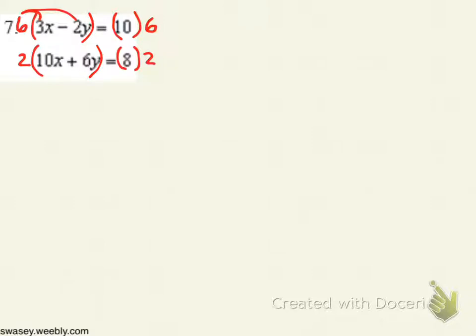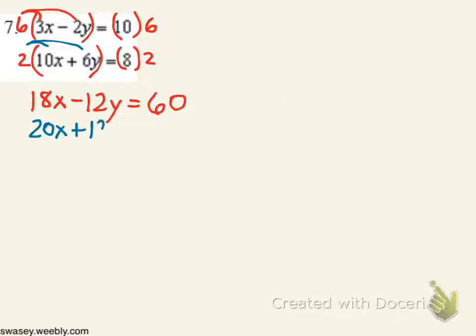Distribute your 6. 6 times 3x is 18x. 6 times negative 2y is negative 12y. And then on the right side, 10 times 6 is 60. Distributing the 2 on the bottom, 2 times 10x is 20x. 2 times 6y is 12y. Notice we have the opposite y coefficients. 8 times 2 is 16. Now we're ready to add our equations together.